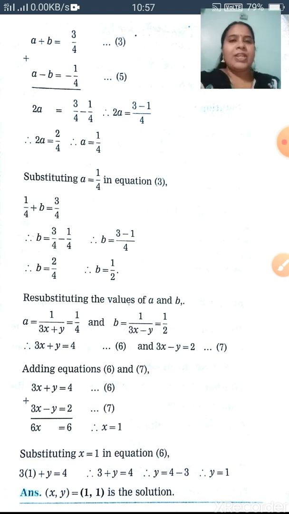I know this is a very lengthy sum, but if you do it stepwise, you should be able to do it. So these are the steps to be followed: substituting, resubstituting, and then getting the final answer.